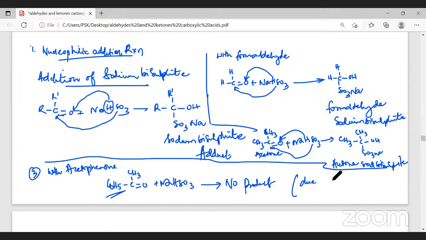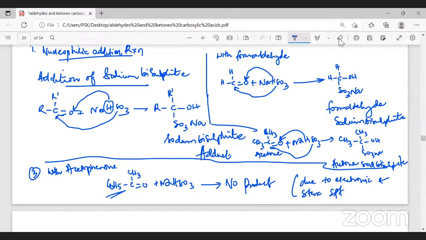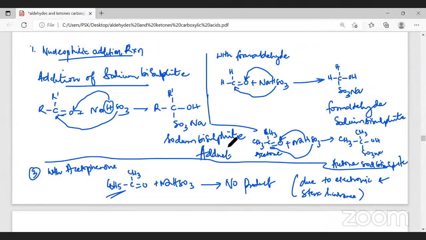So due to steric hindrance and electronic and inductive effect, you write steric hindrance. This reaction will not take place. It's an important question you should remember. So ketones with bulky groups, such as acetophenone or diisopropyl ketone or any bigger ketones, will not react with sodium bisulfite because of electronic and also steric hindrance. Followed?